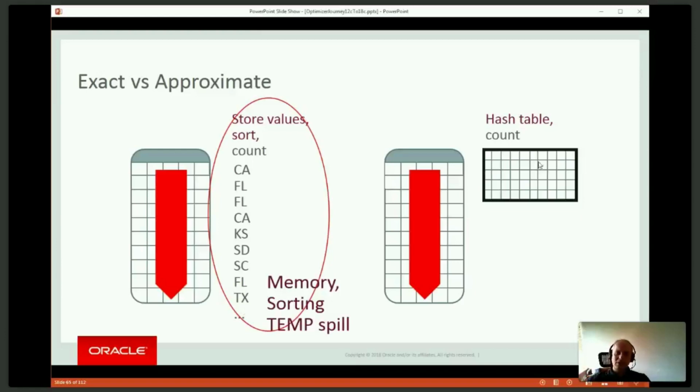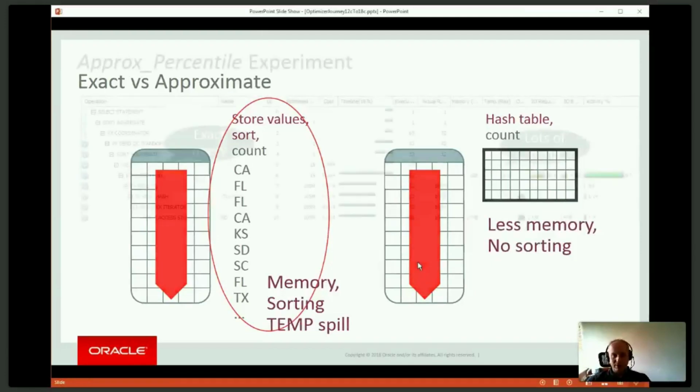The idea with the approximate algorithm is we use a hash table instead. It has a small memory footprint. We don't spill to temp. So the queries then become correspondingly much faster. So less memory, no sorting. So that's what the approximate does. It still scans the table. It's not based on a kind of row sample or anything like that.